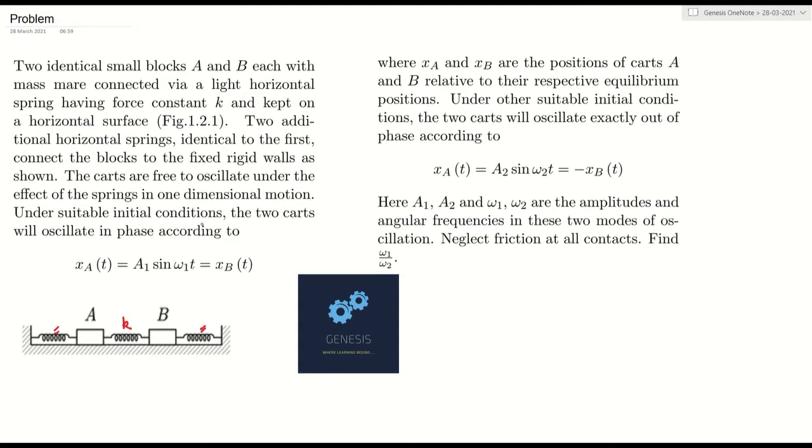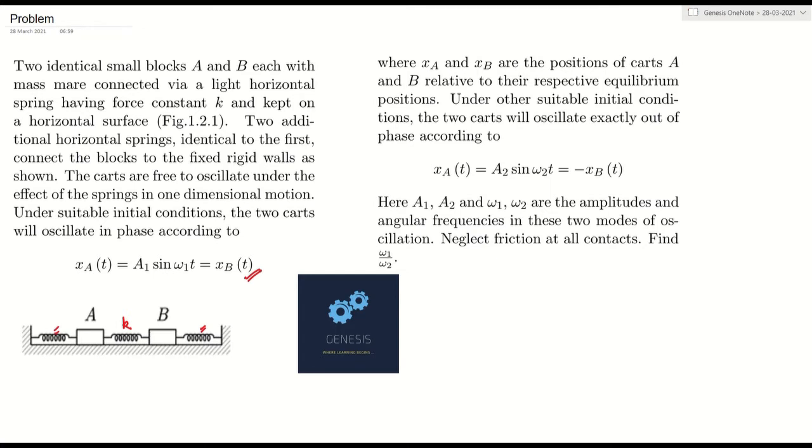Under suitable initial conditions, the two carts will oscillate in phase according to a relation like this, where XA and XB, both as functions of time, are given by the same quantity A1 sine omega 1t. Here XA and XB are positions of cart A and B relative to their respective equilibrium positions.